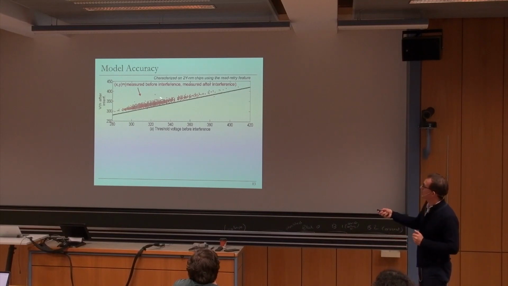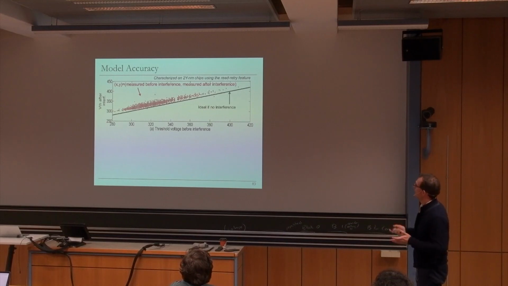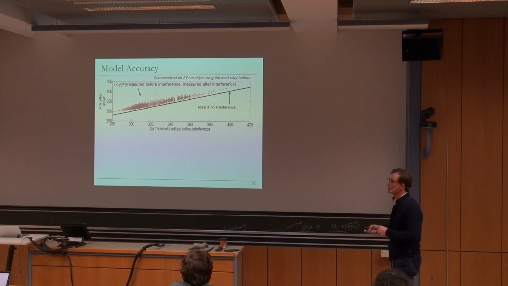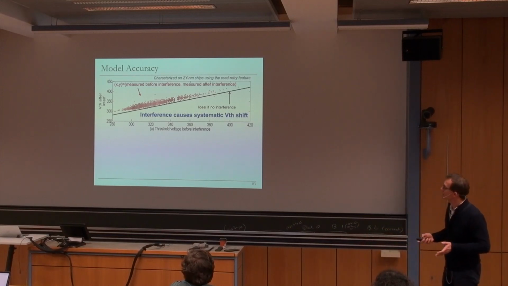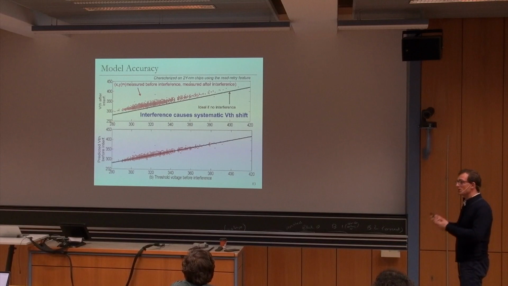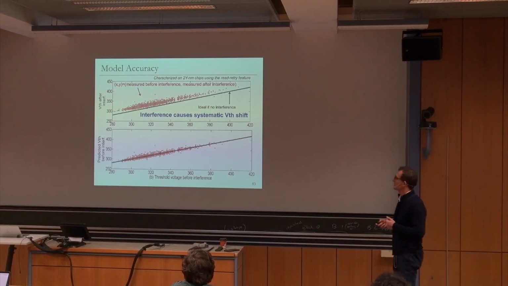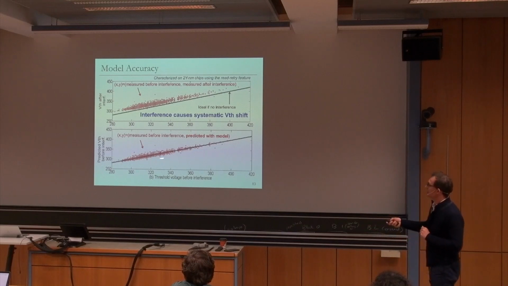This is measured before interference, this is measured after interference, and those are the red dots. This is ideal if there is no interference. As expected, clearly there is interference in real systems, and interference causes a systematic threshold voltage shift. But if you model it the way we did, you can actually predict it. So the red parts, x and y, are now the threshold voltage measured before interference and the threshold voltage predicted with the model. That's the model prediction.